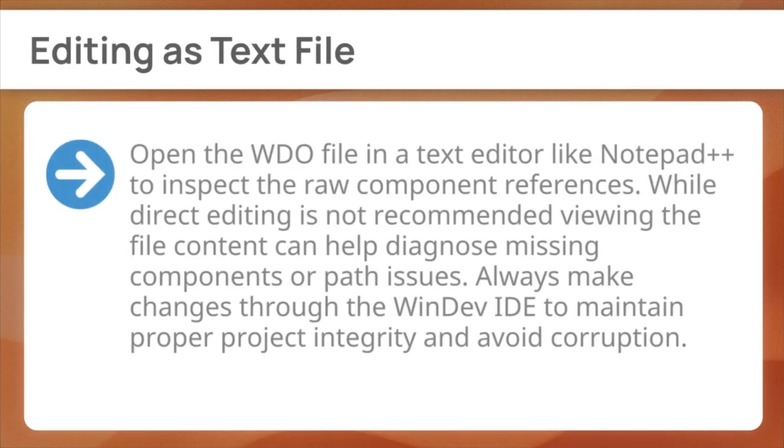Finally, editing as text file. Open the WDO file in a text editor like Notepad++ to inspect the raw component references. While direct editing is not recommended, viewing the file content can help diagnose missing components or path issues. Always make changes through the WinDev IDE to maintain proper project integrity and avoid corruption.